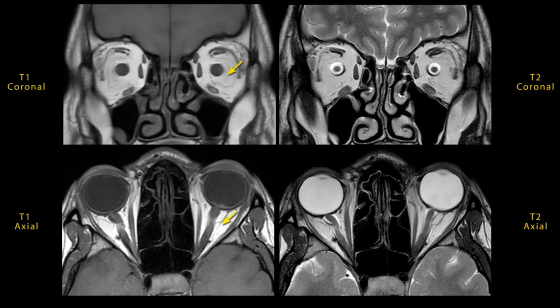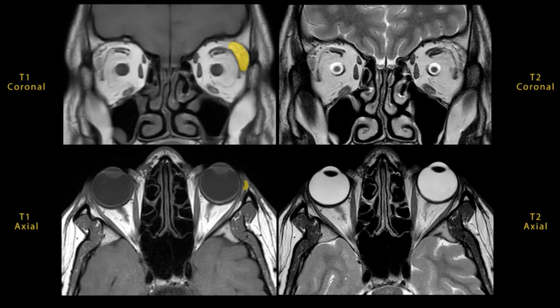Orbital fat appears hyperintense on T1 and intermediate on T2 and becomes dark on fat-suppressed images. Lacrimal gland shows intermediate signals like gray matter on T1 and T2 and has a mottled appearance of reduced intensity with enhancement with contrast.